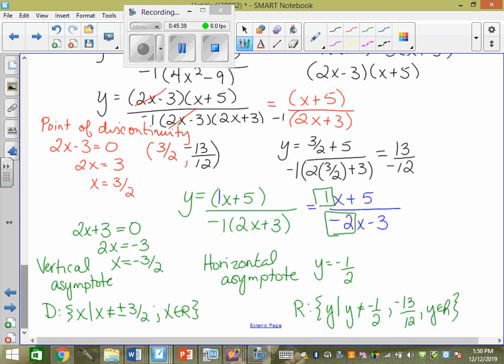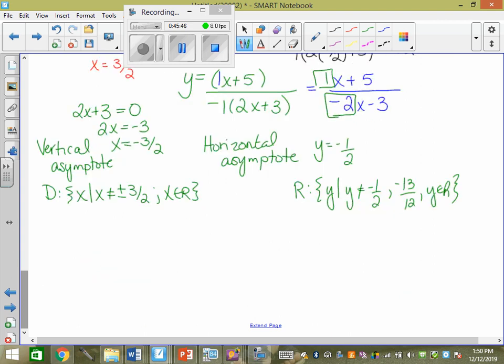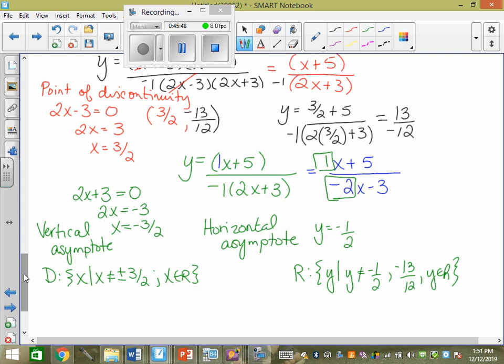Your homework is page 451. And remember, type the original always in if you're checking it, not your reduced form. You'll miss the point of discontinuity. Page 451, number 2, and then 4 to 6. 5 and 6 are just matching.